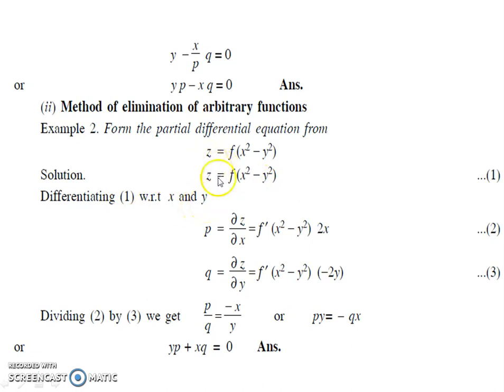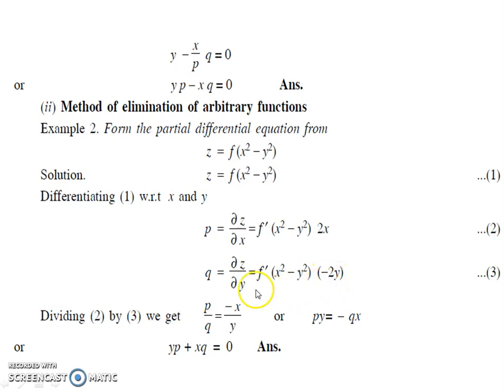So what do you get? First, we differentiate it with respect to x. You get curly z by curly x, that is small p, as I earlier mentioned that this is the notation. And if you differentiate the right hand side part, then you have f dash of x square minus y square, and the partial derivative of this expression with respect to x comes out to be 2x. In the same manner, you differentiate it partially with respect to y, then you get curly z over curly y, that is small q, and that gives you f dash of x square minus y square, and the partial derivative of this part comes out to be minus 2y.